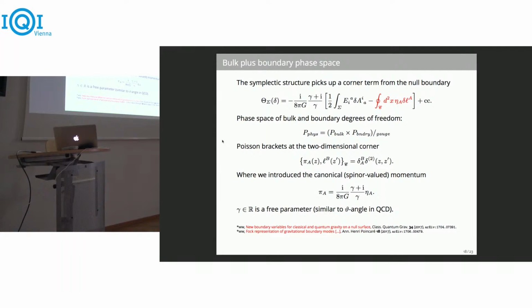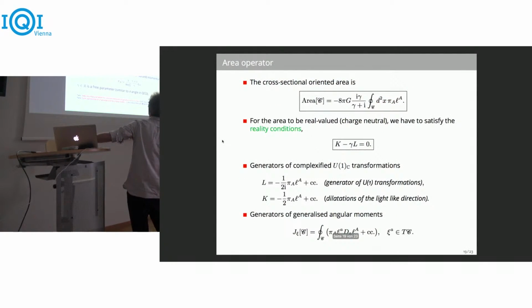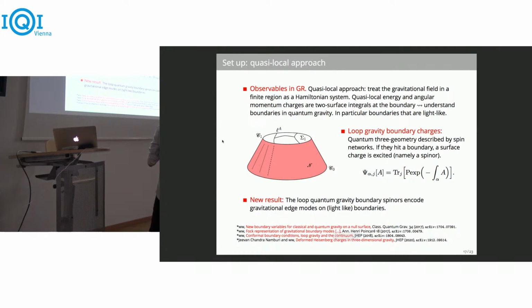And what is nice is that the new term that pops up in the symplectic structure is exactly the classical analog of these boundary degrees of freedom that are excited once you couple spin network states to a boundary, or once you introduce boundaries in spin networks.